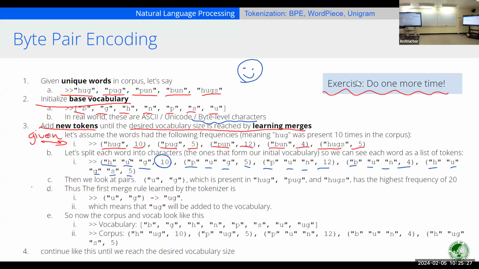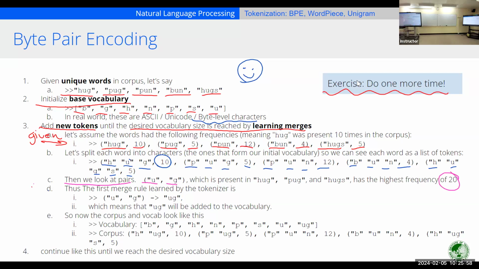Okay. So far so good, right? The next thing we do is now we look at each pair. You check, but you believe. If you believe me, you just believe me that U and G together happens in 4 of these 20 times.